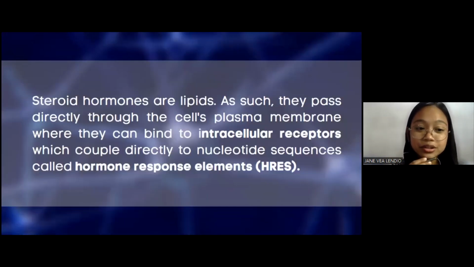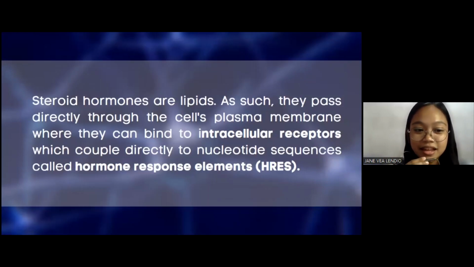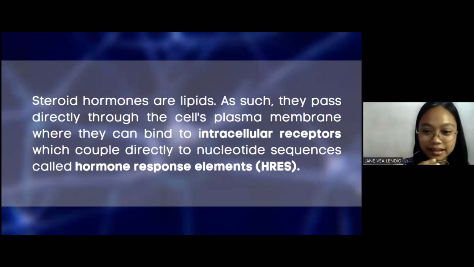So, steroid hormones are lipids, so it means that they can pass directly through the cell's plasma membrane. And after they pass the plasma membrane, they can bind now to an intracellular receptors. So later on, we will discuss what are the domains of intracellular receptors. And after they bind to intracellular receptors, they will now go directly to the nucleotide sequences, which is called the hormone response elements. Next slide, please.